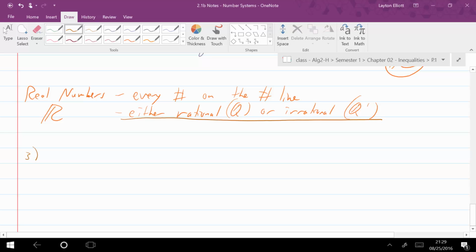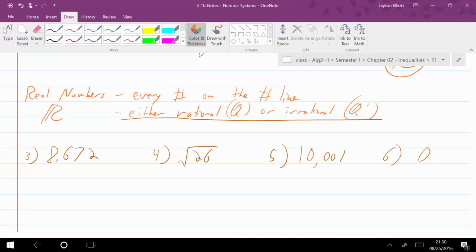Let's say I have a number like 8.672, and let's say I have a number like the square root of 26, and then let's say I have a number like, I don't know, 10,001, and then the number 0. And what we're going to do with these numbers is we're going to name all the number sets. We're going to do this with symbols because that's faster.